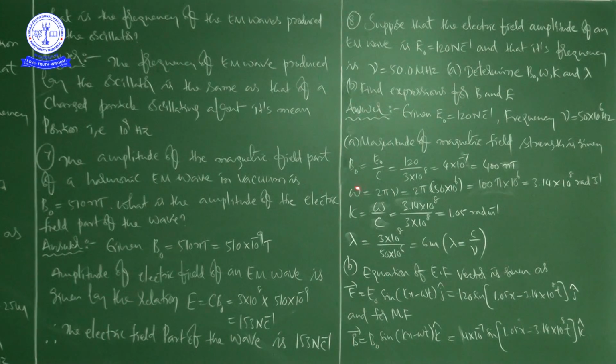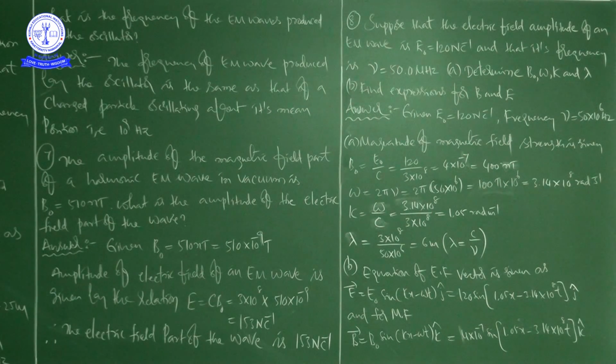Next, omega is equal to 2 pi nu. The nu value is 50 into 10 power 6, as I already told you. So 2 pi into 50 into 10 power 6 is equal to 100 pi into 10 power 6. Pi is 3.14, and 100 is 10 square, so 10 square into 10 power 6 means 10 power 8. So 3.14 into 10 power 8 radians per second. That is the angular frequency.